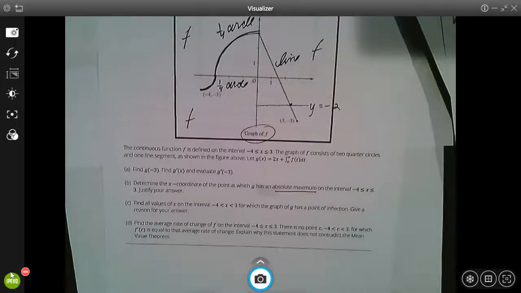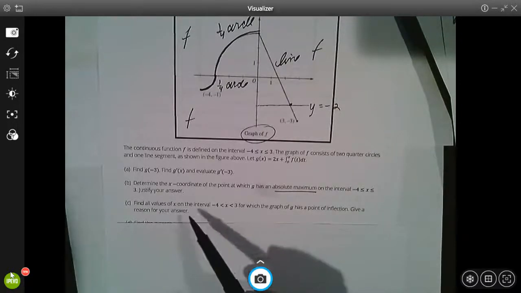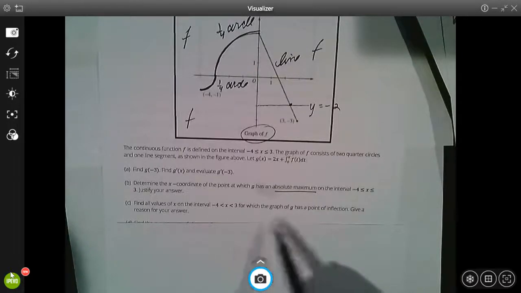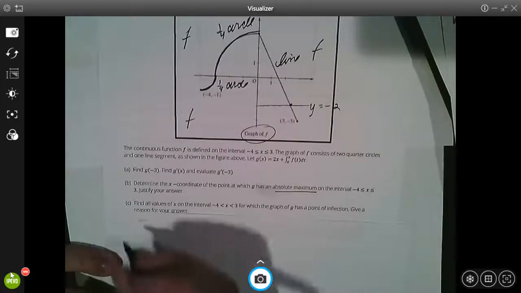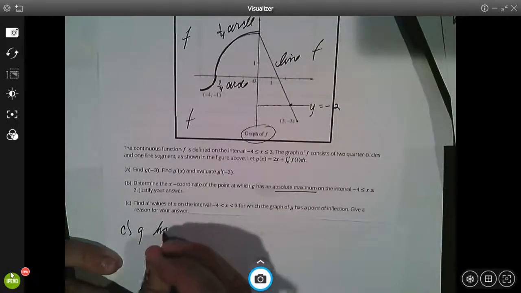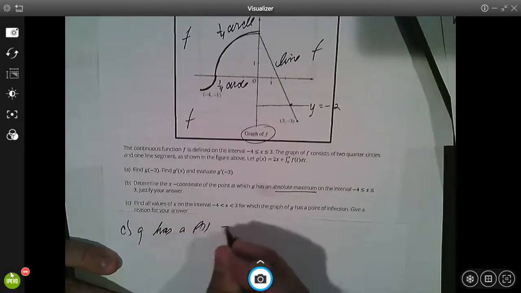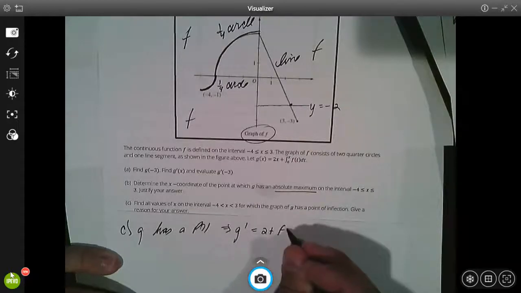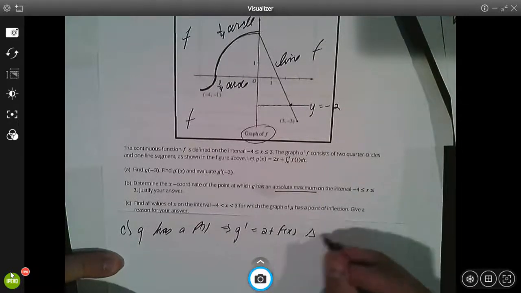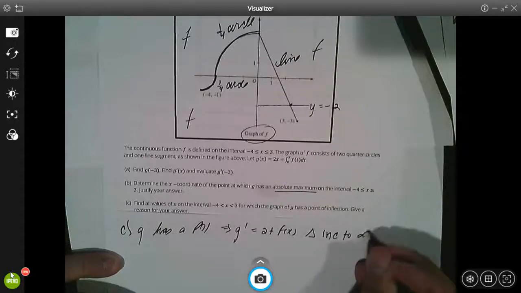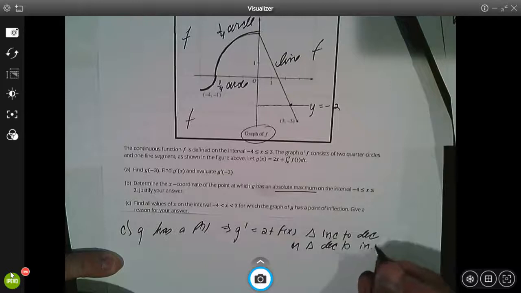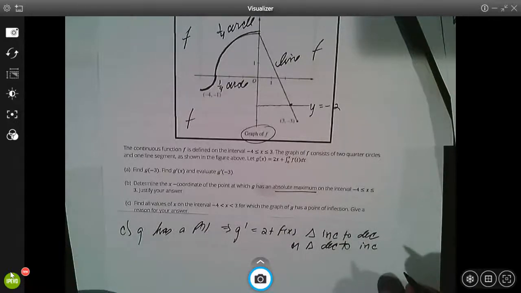In part C, we're told to find all values of x on the interval negative 4 less than x less than 3, for which the graph of g has a point of inflection, and then give a reason for your answer. Well, if g has a point of inflection, that means that g prime, which we know to be 2 plus f of x, makes a change from increasing to decreasing, or the change is from decreasing to increasing.